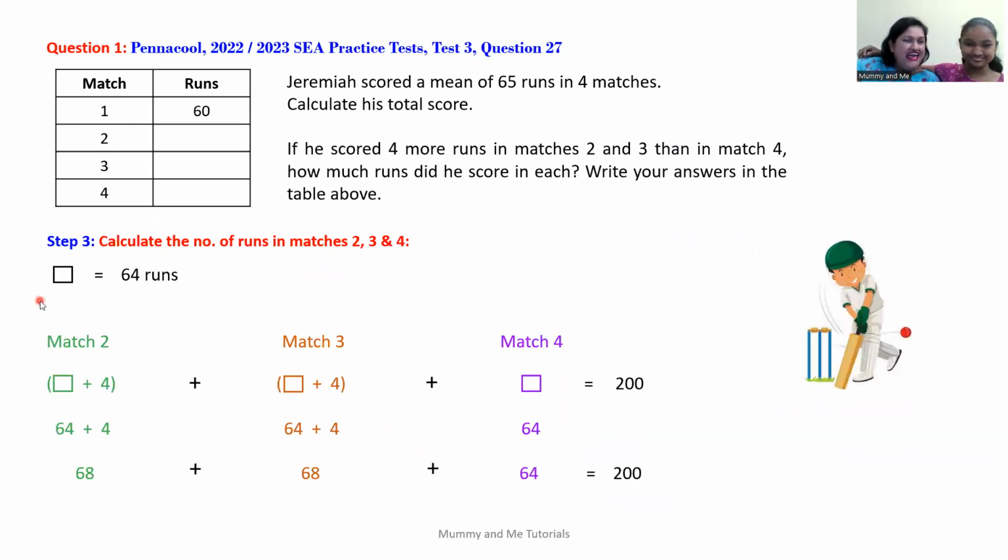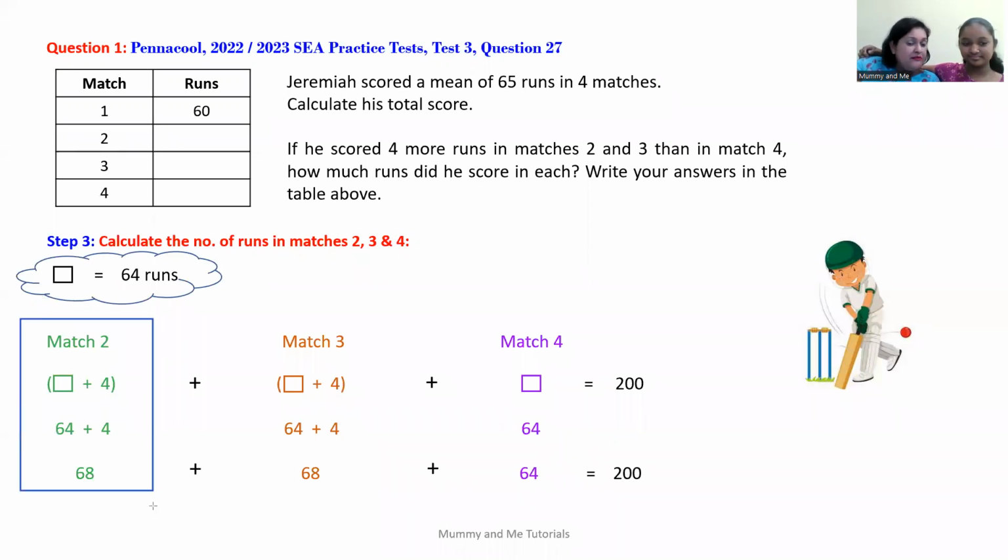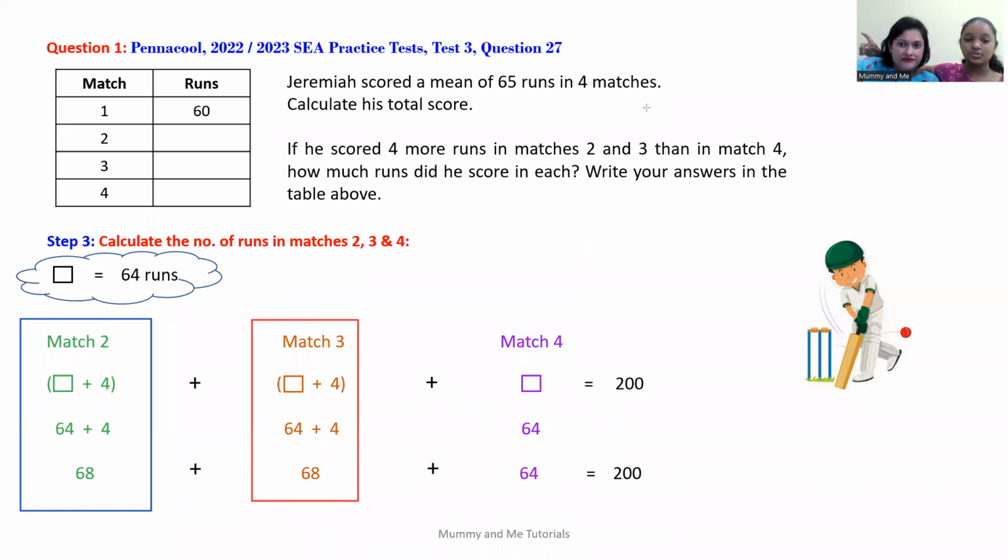So if we know that box equals 64 runs, then in match 2, he would have scored box plus 4. And since box is 64 runs, he scored 64 plus 4, which gives us 68 runs. Great job. So how many runs do you think he scored in match 3? In match 3, he also scored box plus 4, which is also equal to 64 plus 4, and we get 68 runs.